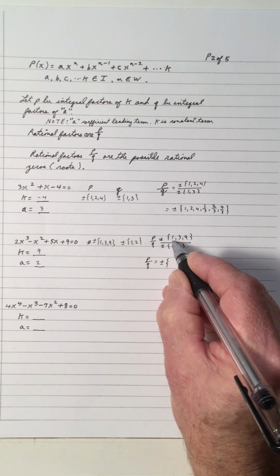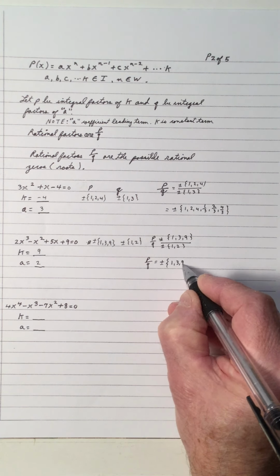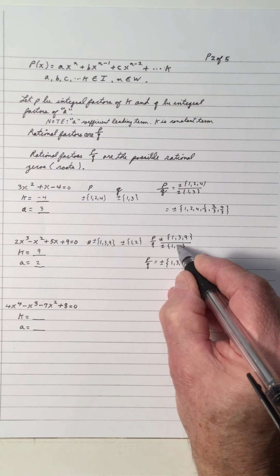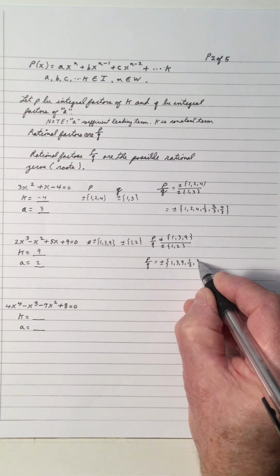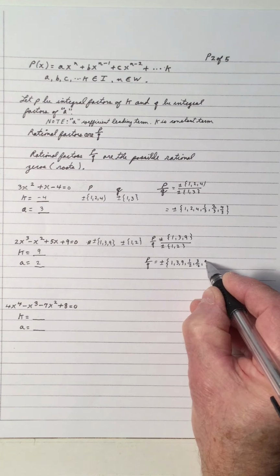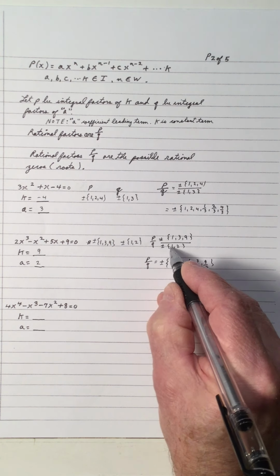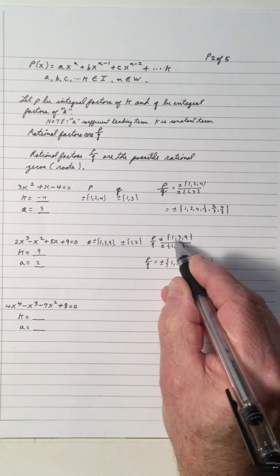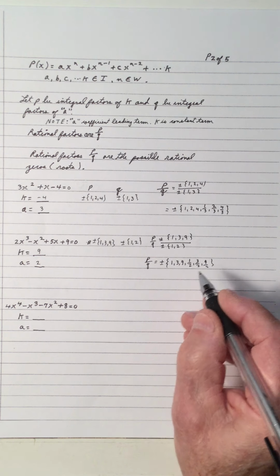So 1 divided into each of these will give me 1, 3, and 9. Now we take each of these and divide by 2, so we get 1/2, 3 over 2, 9 over 2. So all the factors of q are divided into each factor of p, and there they are, all the possibilities.